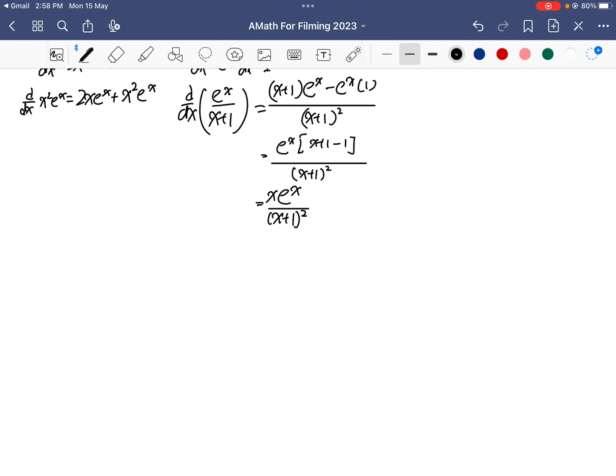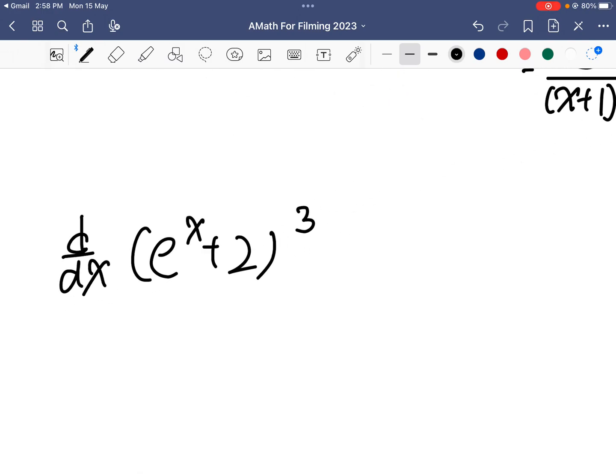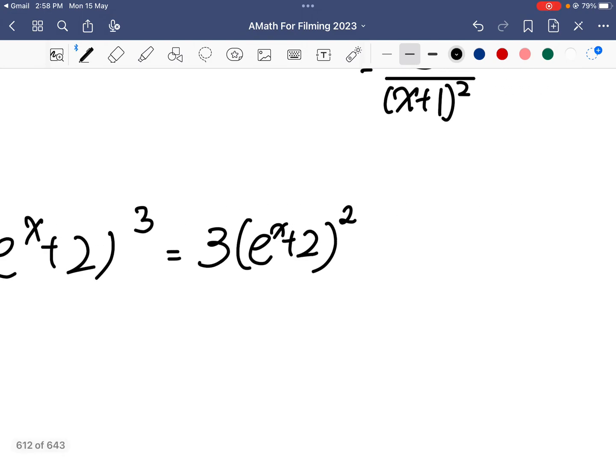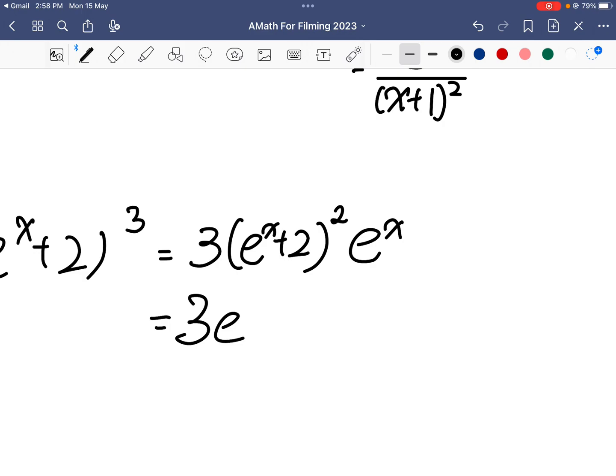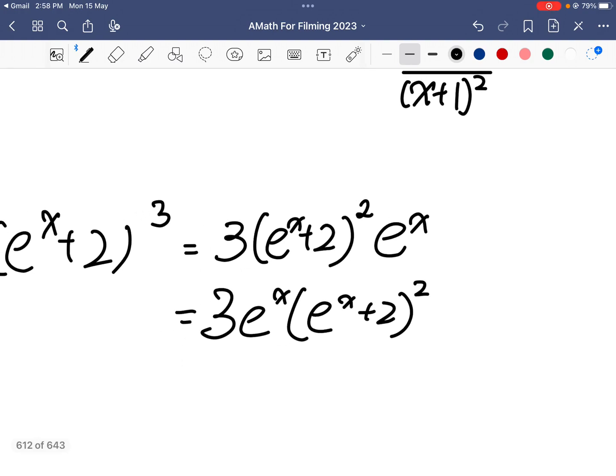So for part C itself, what they would like us to do is to differentiate with respect to x, e to the power of x plus 2, to the power of 3. So same thing, we will apply the chain rule. So 3 times e to the power of x plus 2, 3 minus 1 for the power gives you 2. Now differentiating what's inside the bracket, we are left with e to the power of x. So what we are left with is 3 times e to the power of x times e to the power of x plus 2 squared. And that's it for example 5.